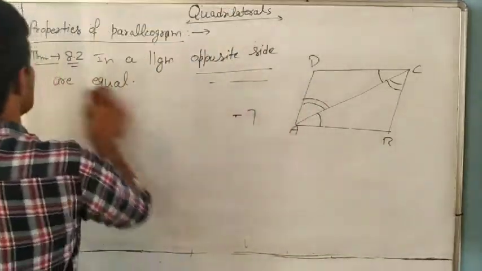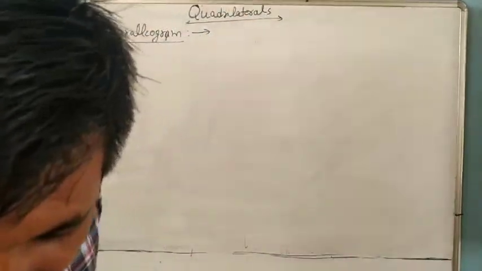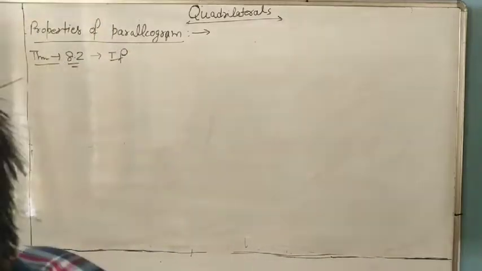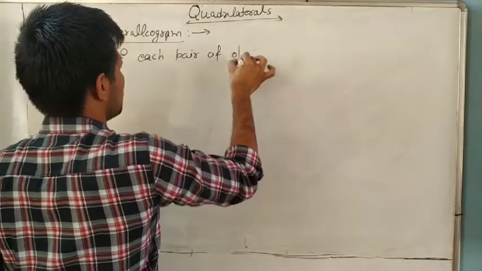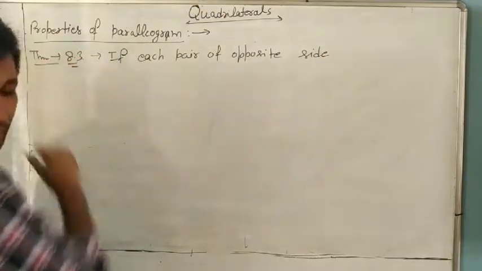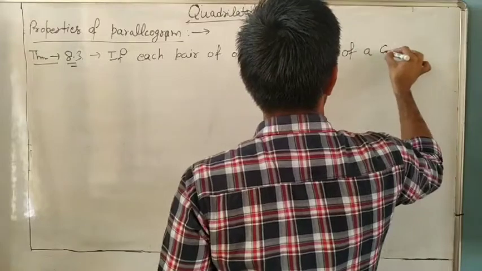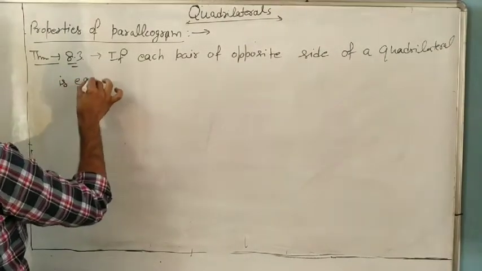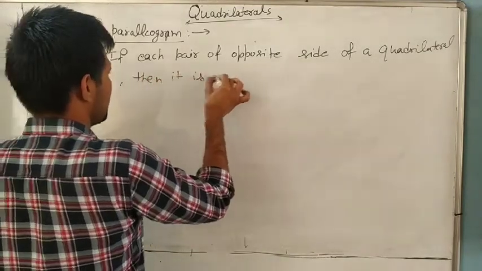Okay. Next is 8.3. What is 8.3? Theorem number 8.3: if each pair of opposite sides of a quadrilateral is equal, then it is a parallelogram.